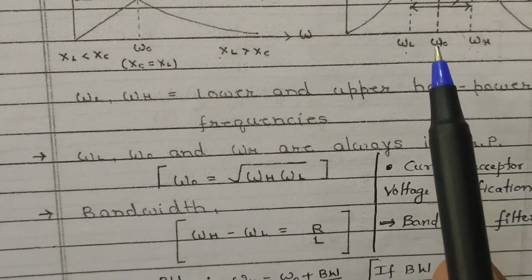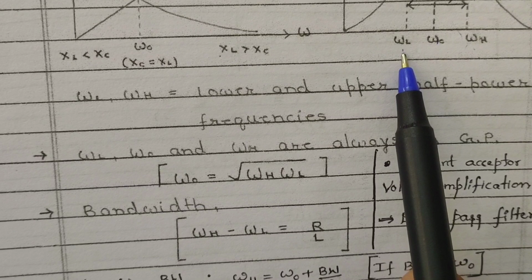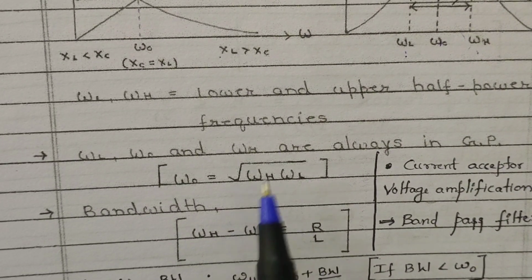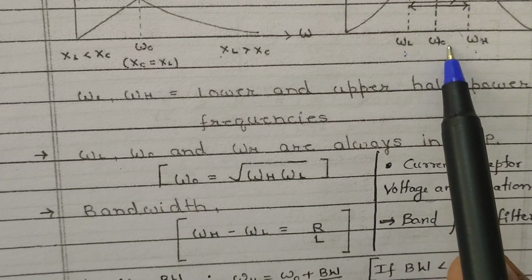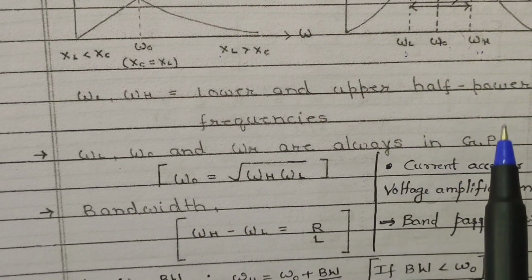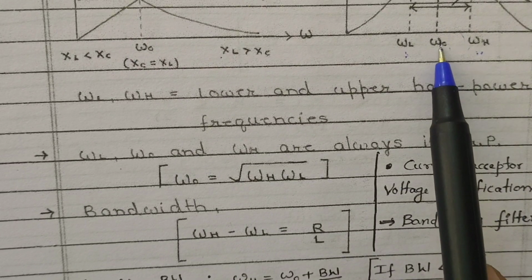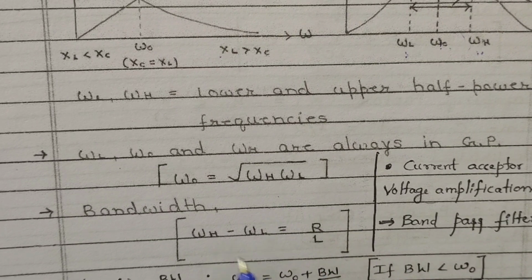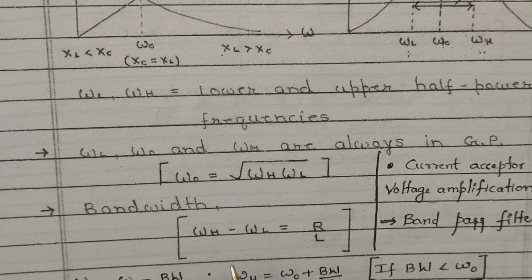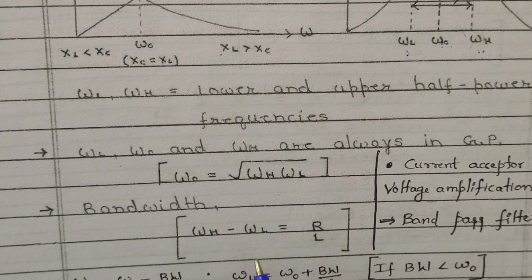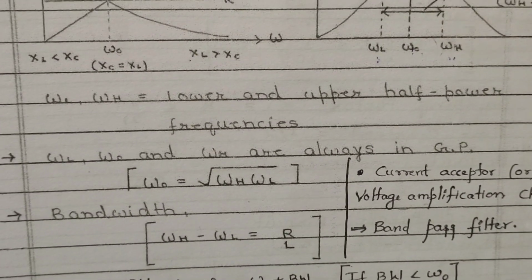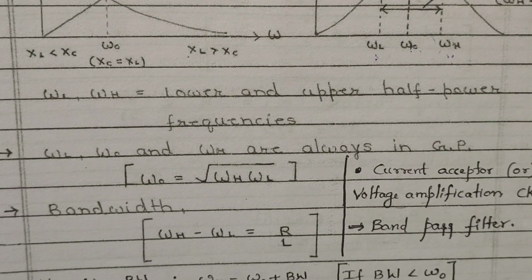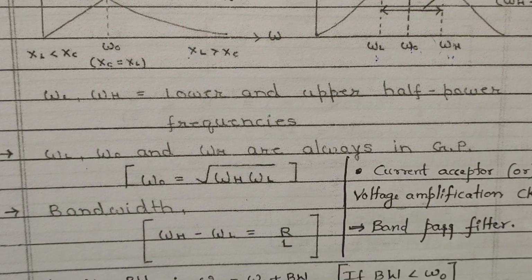Here omega L represents the lower half power frequency and omega H represents the upper half power frequency. These three, omega L, omega naught and omega H, are always in geometric progression. So omega naught is the geometric mean of omega H and omega L. Bandwidth, as already mentioned, is the higher frequency minus the lower frequency, which can be written as R by L. This RLC series circuit can also be treated as a current acceptor circuit or a voltage amplification circuit.